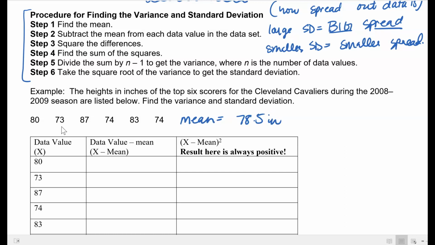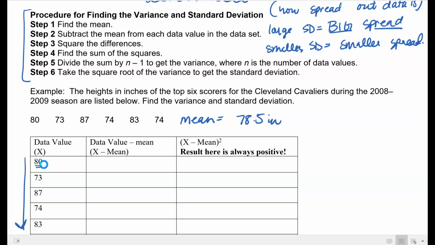So again, we're just going to add up all those values and divide by 6, and you should get a mean of 78.5. Next step, step 2, is you're going to subtract the mean from the data values. I list all the data values here in this table. I would highly recommend when you do this in your homework, make a table like this for yourself.